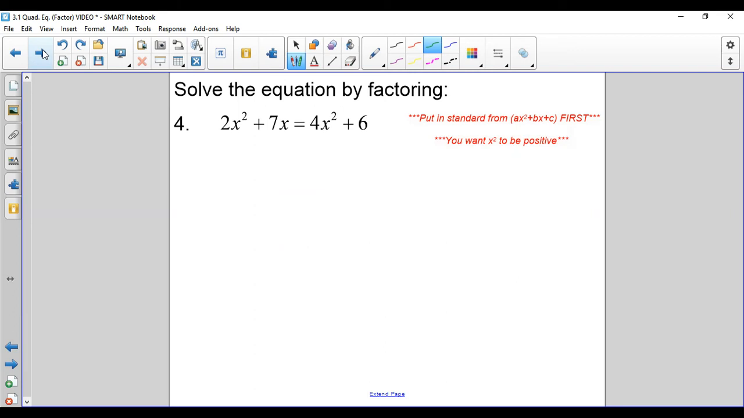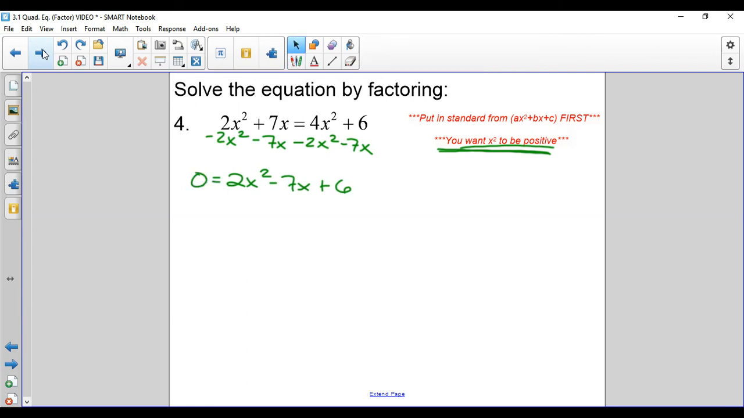Last one here. Standard form again first. You want your x squared to be positive. My x squared is going to end up positive on the right side this time. So I'm going to subtract the 2x and the 7x over. So I get a 2x squared minus 7x plus 6. Technically, the equal 0 is over here. It doesn't really matter where it's at. No GCF. Got to bring back the AC method.